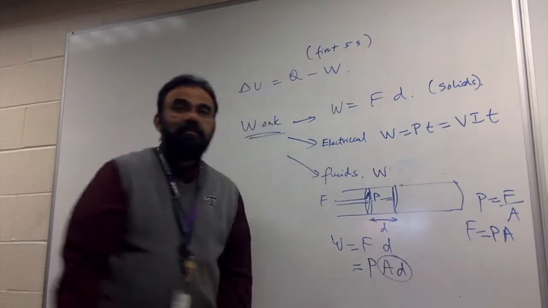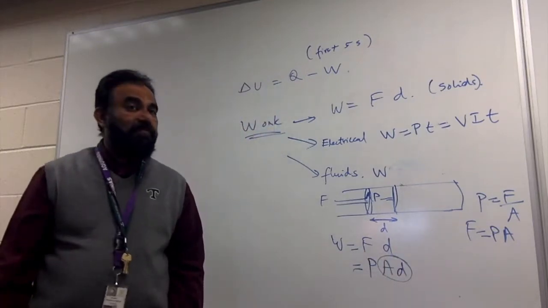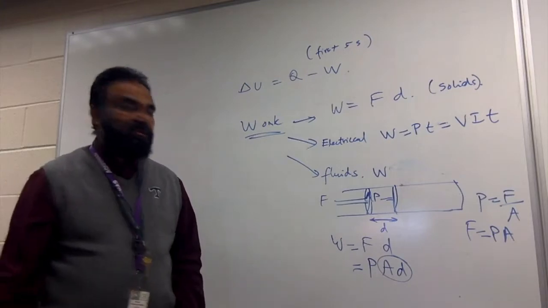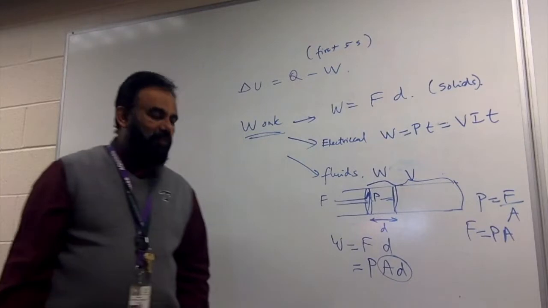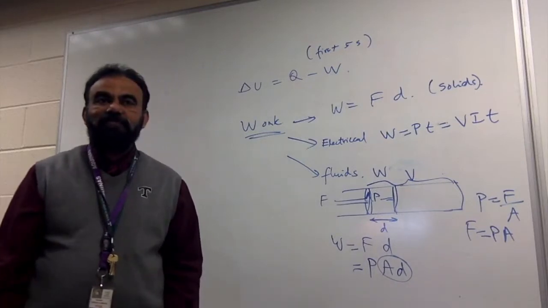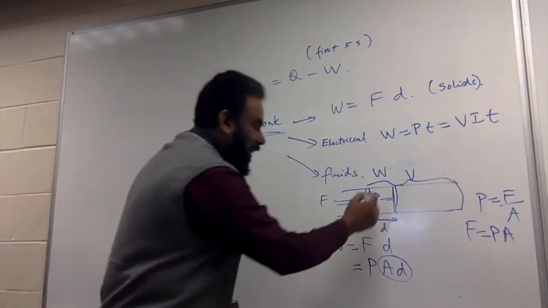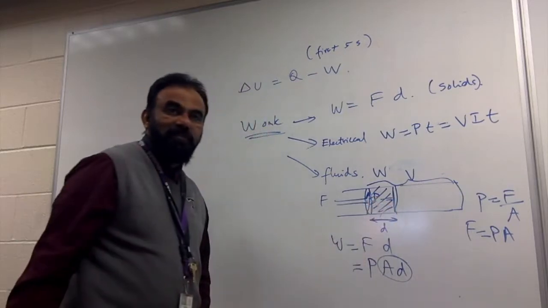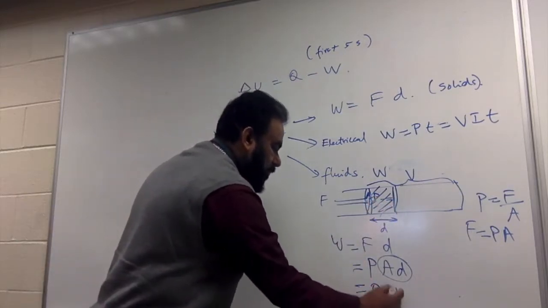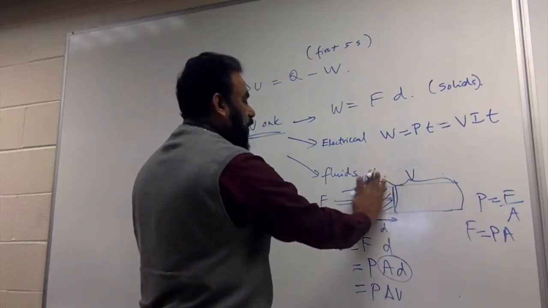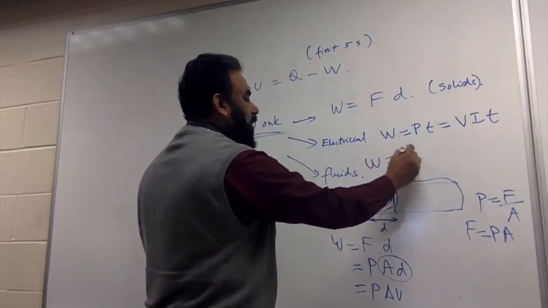What is this? Is that volume? Check it out. See, initially the volume was this. What is Ad? Change in volume. Ad is this part, which is delta V. And that is the equation for work. So work done in fluids is P delta V.